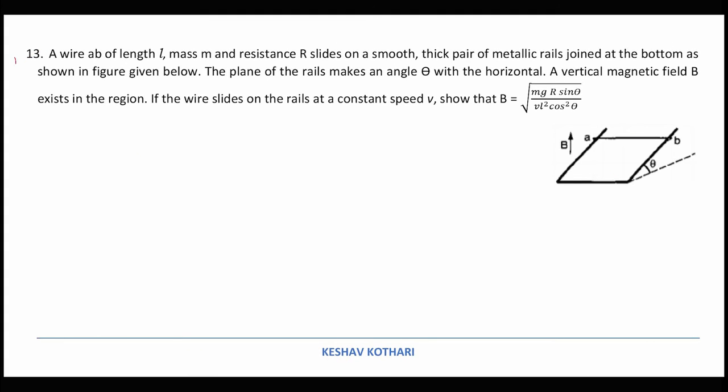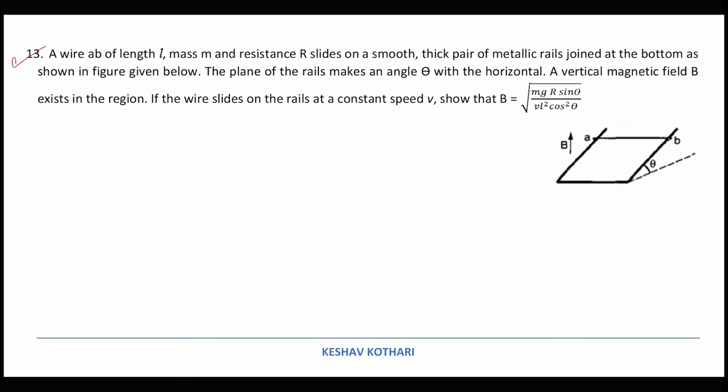So we are dealing with problem number 13. A wire AB of length L, mass M and resistance R slides on a smooth, thick pair of metallic rails joined at the bottom as shown in the figure given below. The plane of the rails makes an angle theta with the horizontal. A vertical magnetic field B exists in the region. If the wire slides on the rail at a constant speed V, then we have to show that the magnetic field value B is equal to the square root of mgR sine theta upon V L square cos square theta.